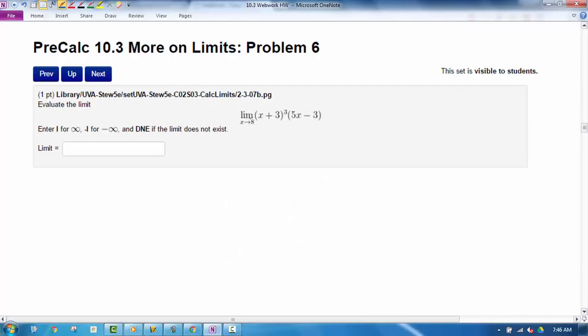Okay, the next problem wants us to find the limit of this function as x approaches 8. If you were to multiply this all out, you'd have x to the 4th. We know what that generally looks like. It looks something like that. And so we're talking about x approaching 8. We're talking about what is the value at that point.